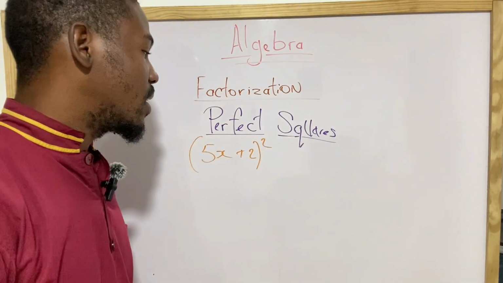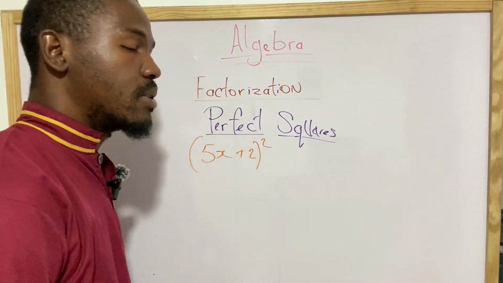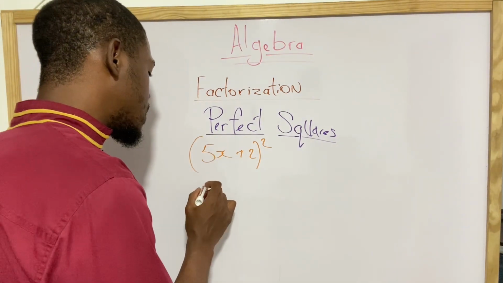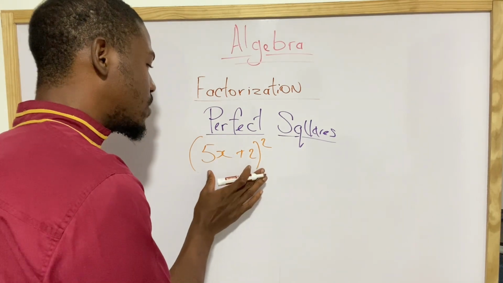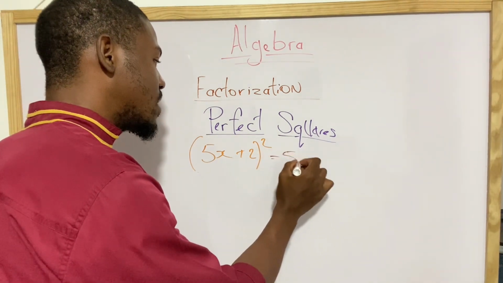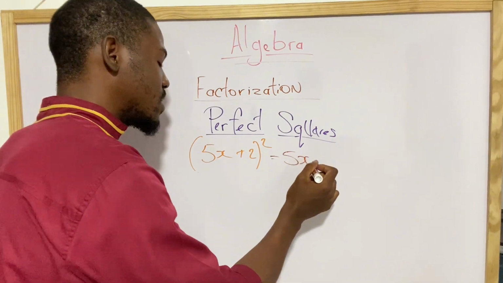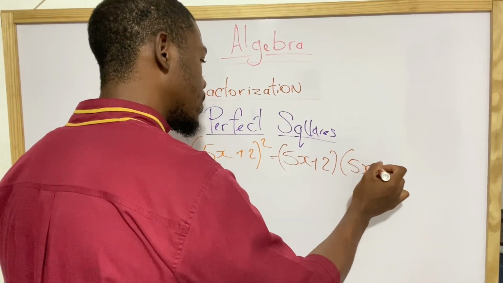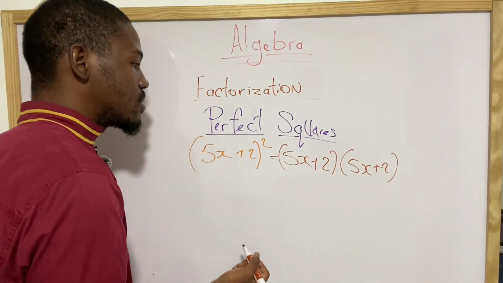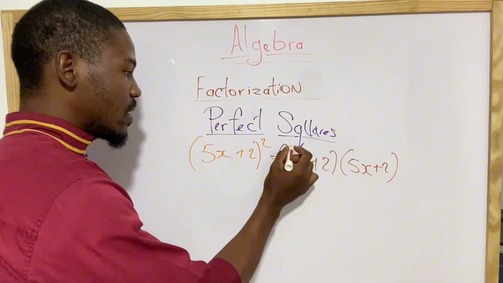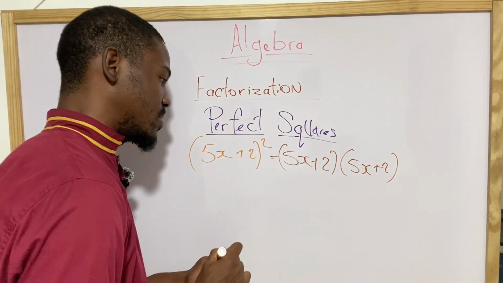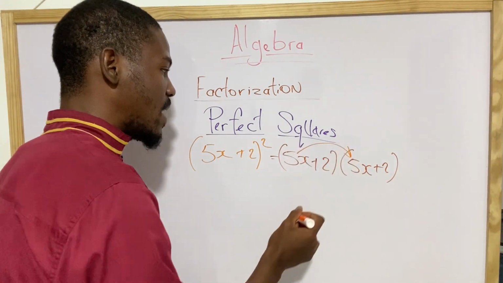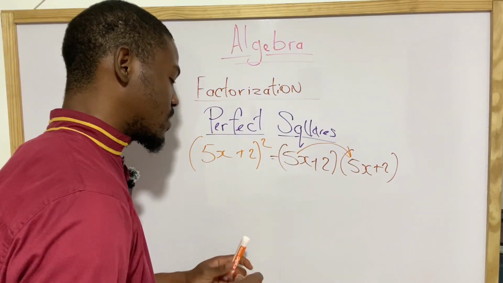All right, so let us take a look now at this example of perfect squares. We have 5x plus 2. As I said before, whatever is in the bracket is being multiplied by itself. So that's 5x plus 2 times 5x plus 2. Here, I'm going to use a different marker so we can see what's happening.